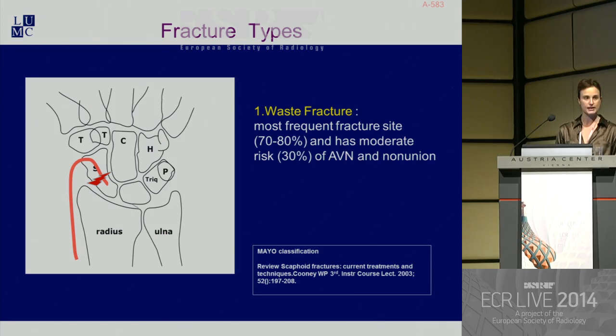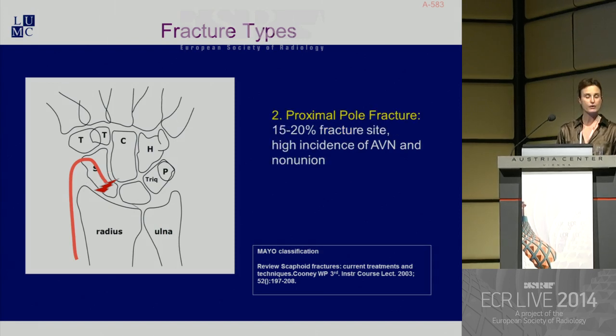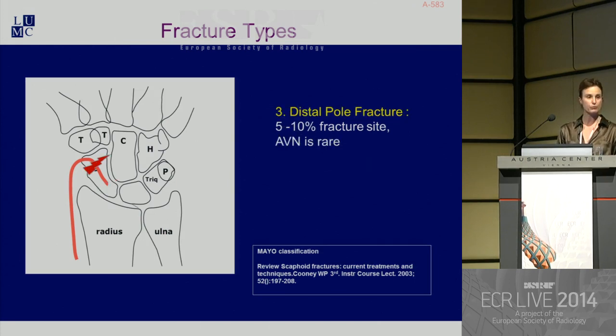So if we understand this, we can understand that when we have a fracture of the waist of the scaphoid, which occurs in more or less 80% of the cases, we have a moderate risk to develop an avascular necrosis, more or less 30% of the cases. When we have a fracture of the proximal pole of the scaphoid, which occurs more or less in 20% of the cases, we have a high incidence of avascular necrosis of the scaphoid. And when we have a distal pole fracture, which occurs more or less in 5–10% of the cases, the chance that we have an avascular necrosis is quite low.